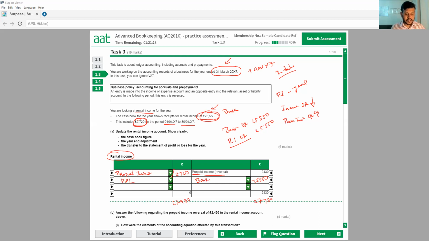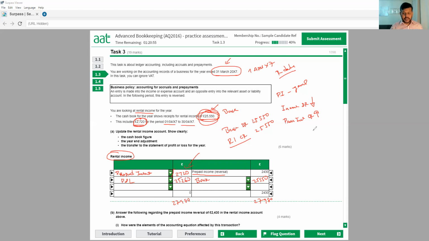So the profit and loss account, we're going to show the income 25,260. So that is the income we're going to show for this year, because 2720 is not relevant to this year, even though you're receiving it, it's not all for this year. It's 2720 for the next year. You have to make a reversal.